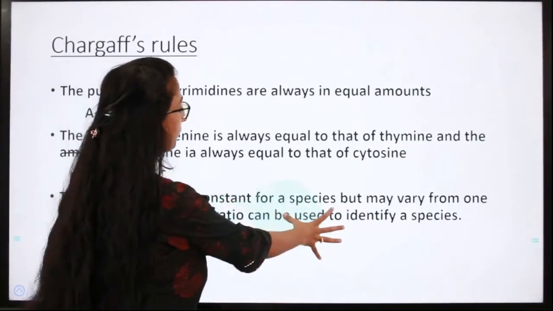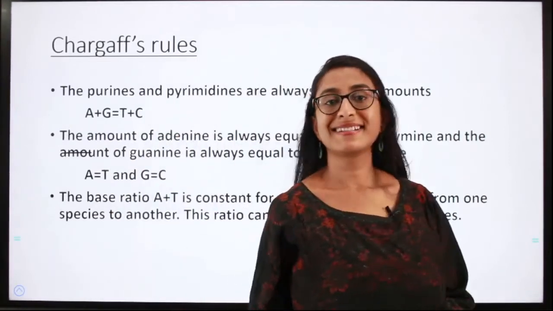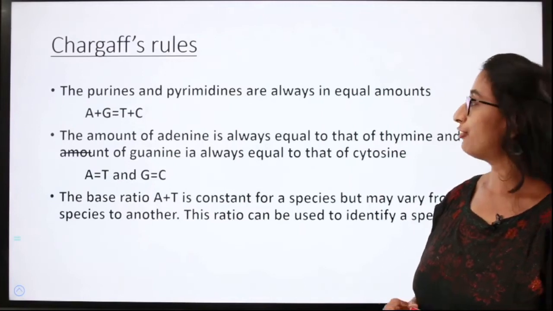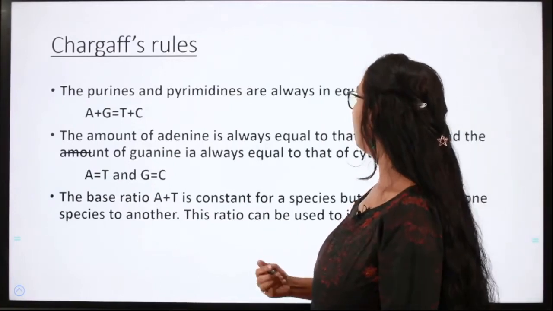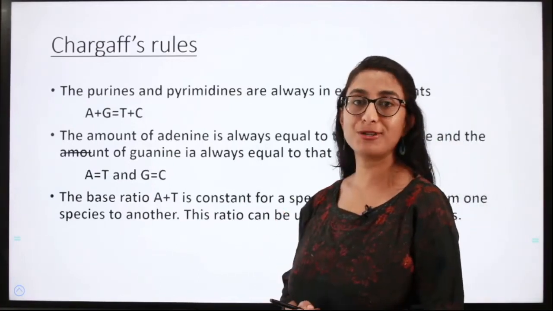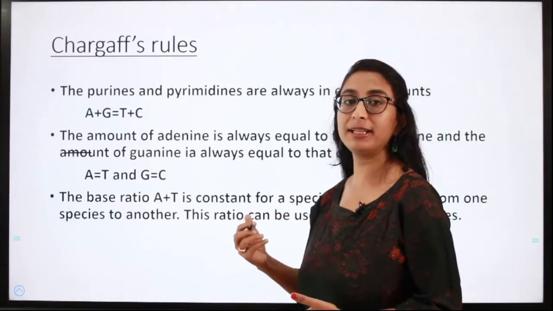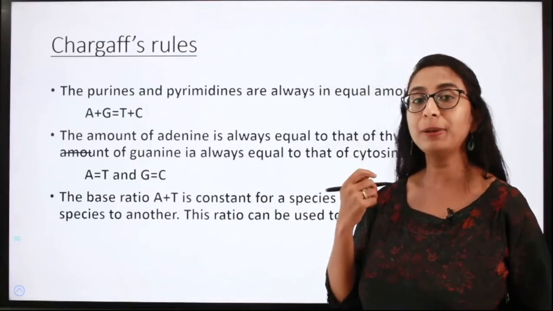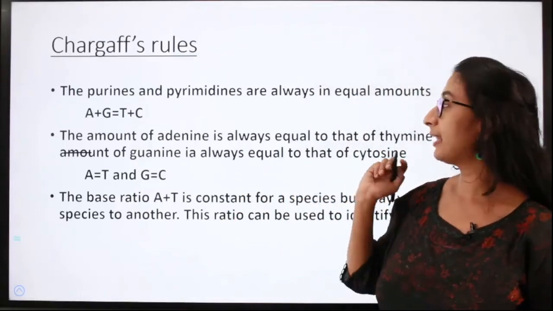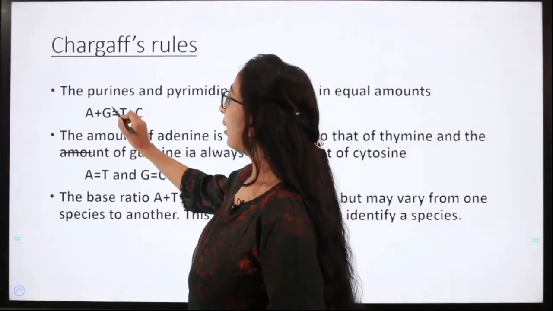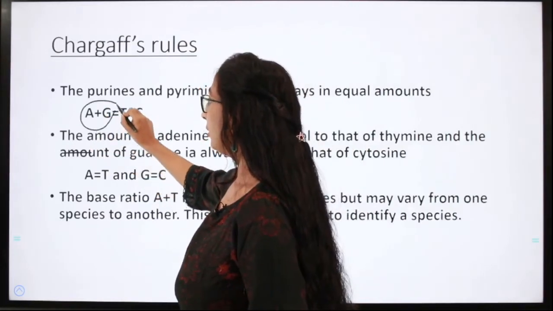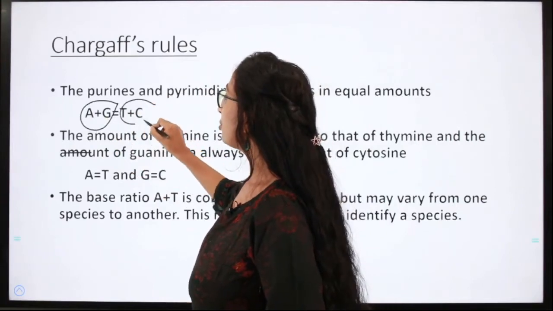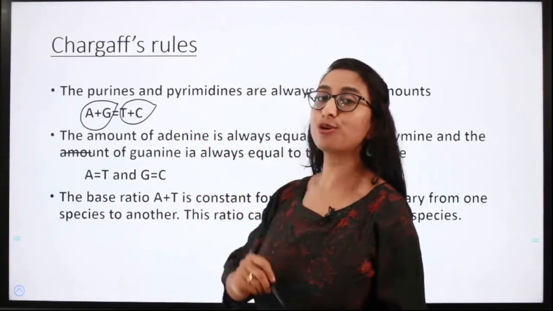What are Chargaff rules? The Chargaff rules has three important rules. First one is the purines and pyrimidines are always in equal amounts. What are the purines? Adenine and guanine, isn't it? And what are the pyrimidines? Cytosine and thymine. So the amount of adenine and guanine will always be equal to the amount of cytosine and thymine. This is the first Chargaff rule.